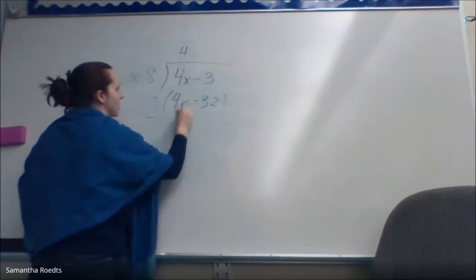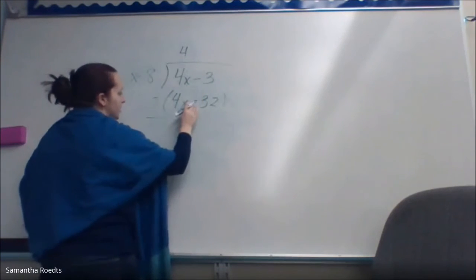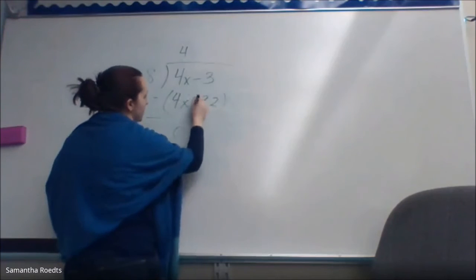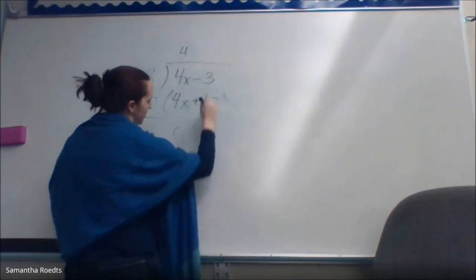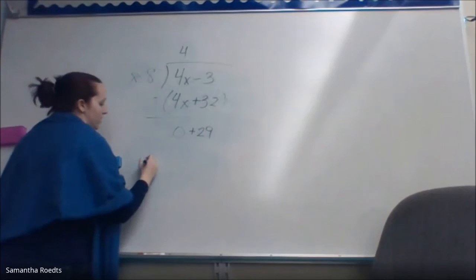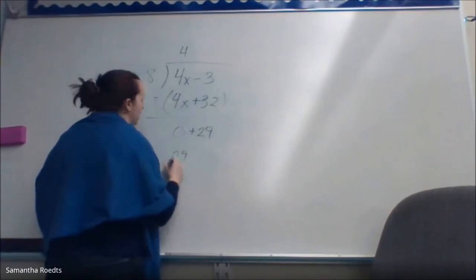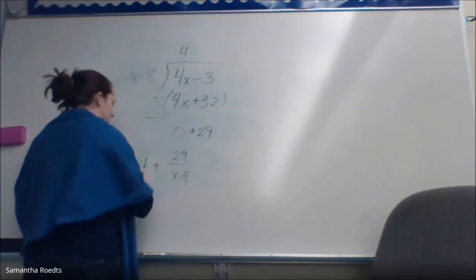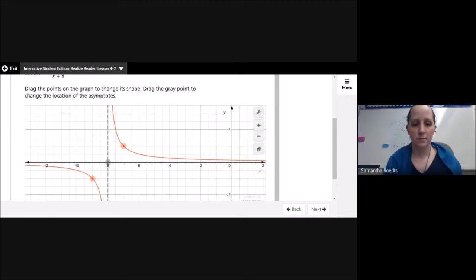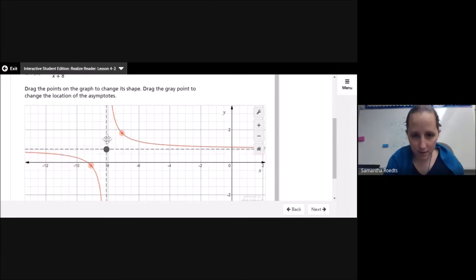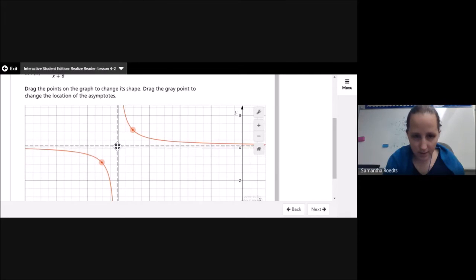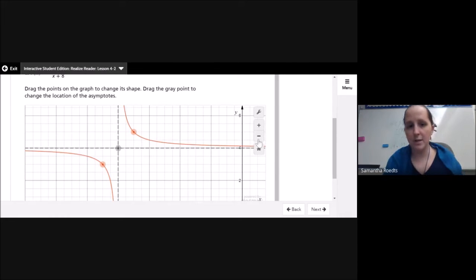Subtracting gives me 0. -3 minus 32, so this is actually -3 minus 32 is -35, or subtracting 32 leaves 29 after correction. So I get 4 plus 29 over (x plus 8). This 4 gives me my horizontal asymptote. 4. Okay, so -8 and 4. All right, so there are my 2 asymptotes.